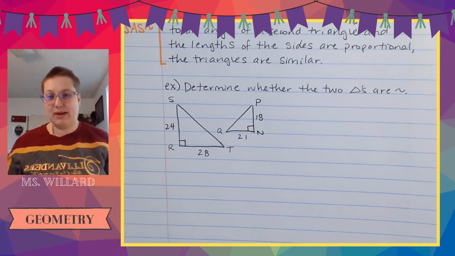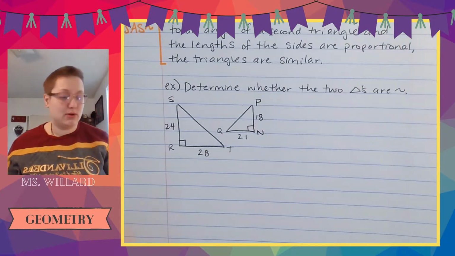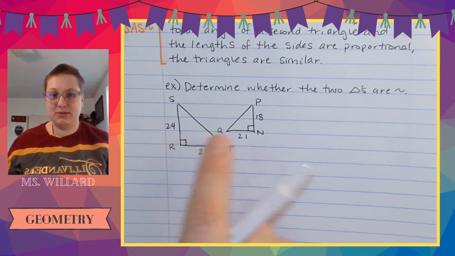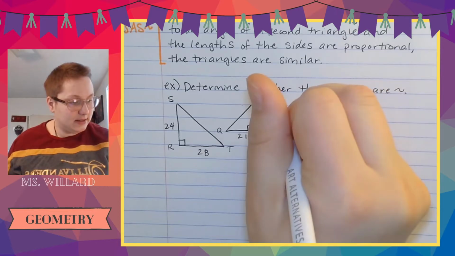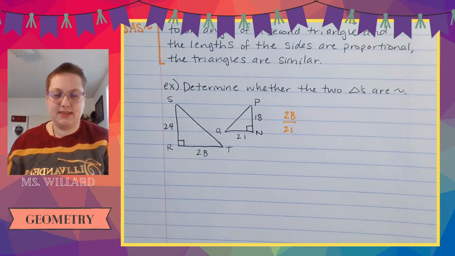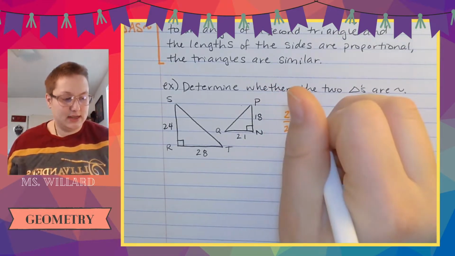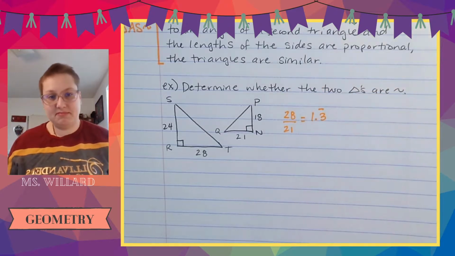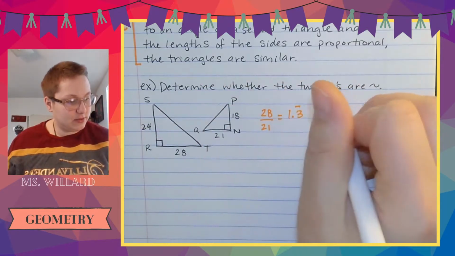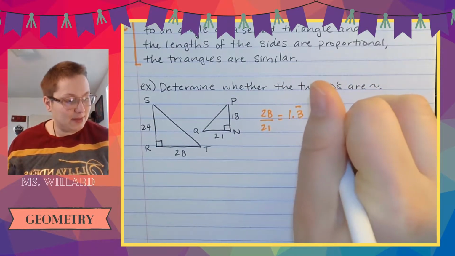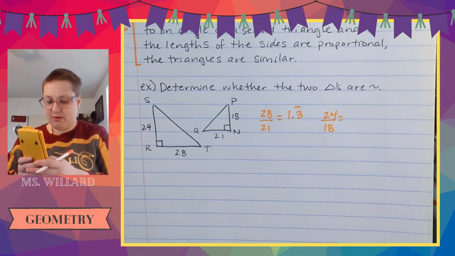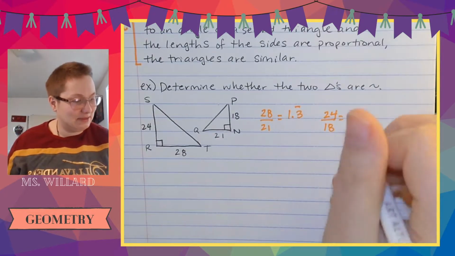I can do that in a couple of ways, but I'm going to take one divided by the other. Let's start with the bottoms, the bigger one of the two. I'm going to do 28 divided by 21 and see what that is. Hold on, the notes I'm using did it the other way, but it doesn't really matter. I got 1.3 repeating. Let's try it with the other one too, because we have to check that they match. So I do 24 over 18. I have to keep them the same, big over small. 24 over 18 is 1.3 repeating.